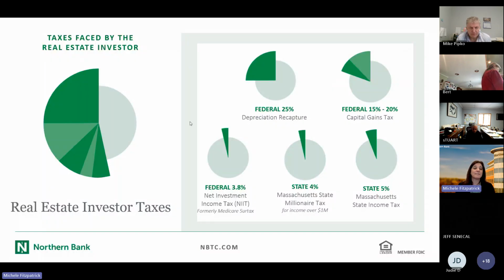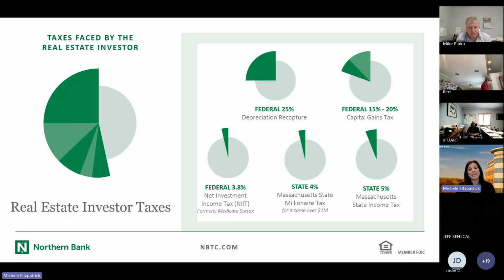With Massachusetts, there's a 5% state tax. And then last year, we implemented a 4% millionaires tax, which unfortunately hits most of my clients that aren't millionaires. So any dollar that you earn over $1 million is taxed for an additional 4%. So as you can see, taxes start to add up.